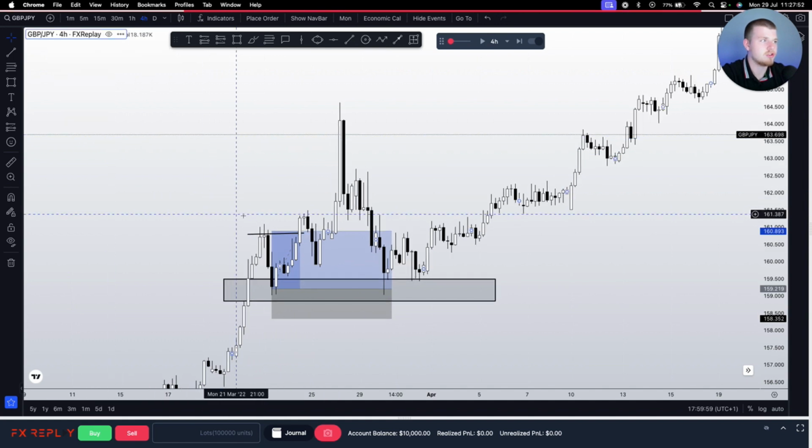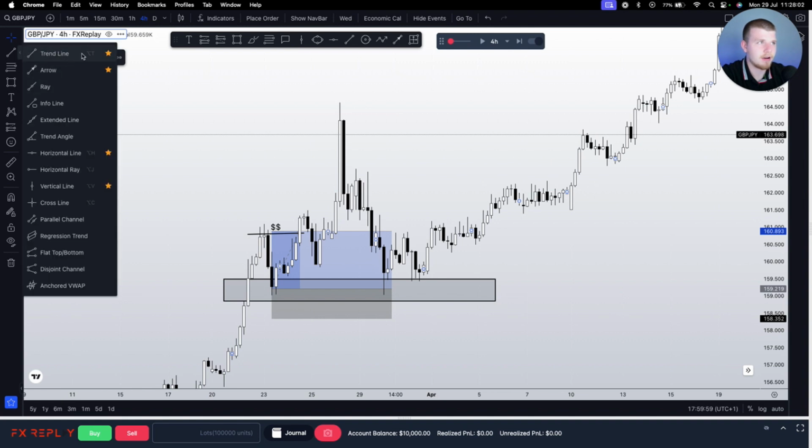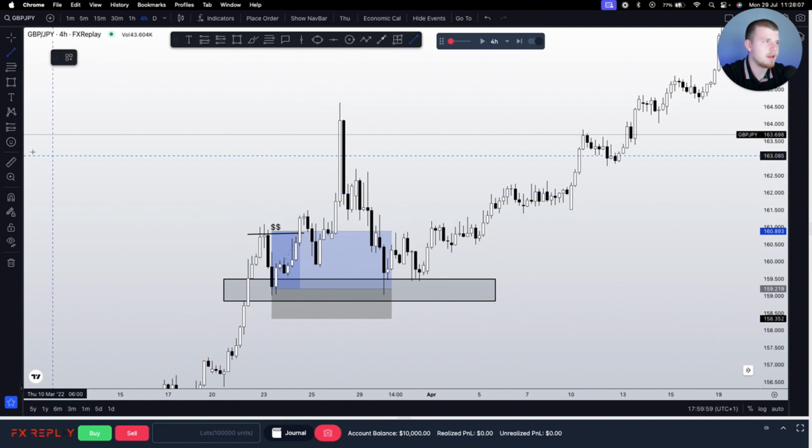Now, to actually draw liquidity, you want to get a line, hover over, get trend line. So if we go over to the left hand side and hover over this, it should say trend line tools. You click the arrow, highlight trend line, click favorite. It should pop up here. Then you want to draw it out.